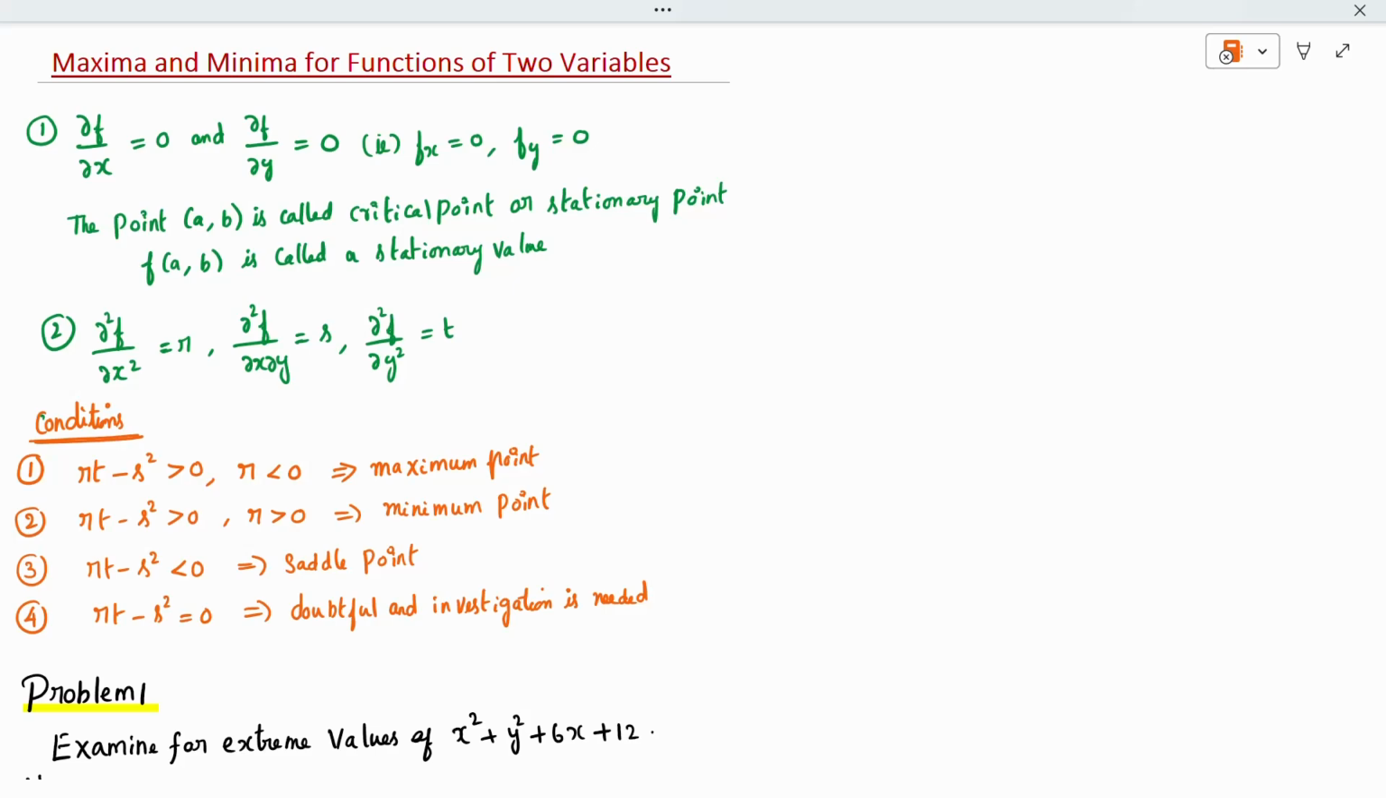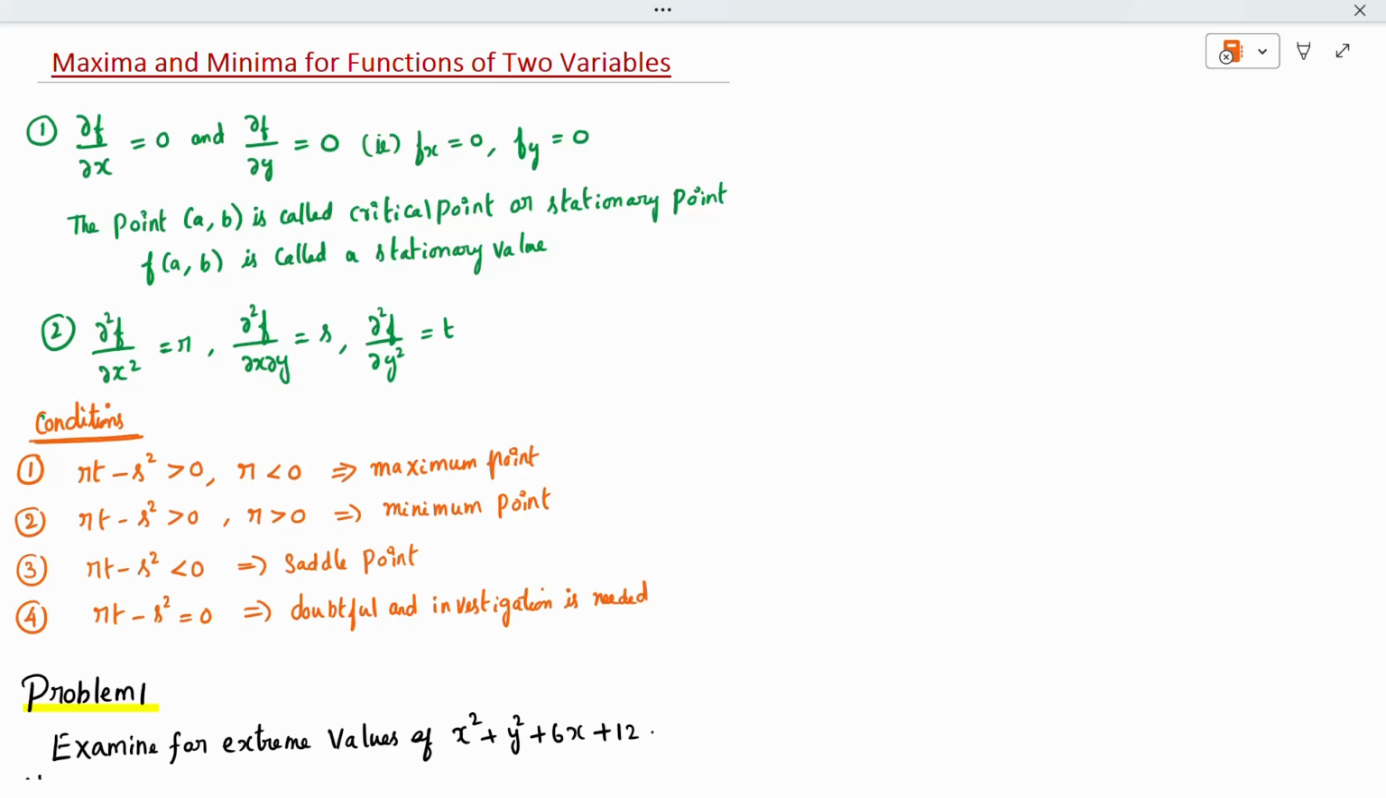Second step, what you have to do? You have to go for the second order derivatives: dou square f by dou x square, dou square f by dou x dou y, and dou square f by dou y square. All three terms you have to find. The first term, dou square f by dou x squared, is denoted by the symbol r. Dou square f by dou x dou y is denoted by the symbol s. Dou square f by dou y square is denoted by the symbol t.